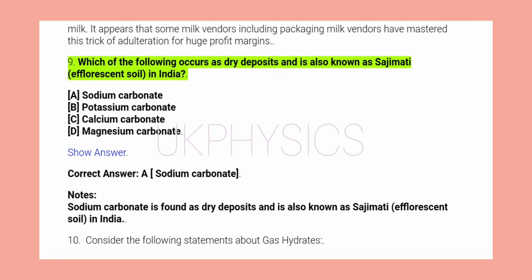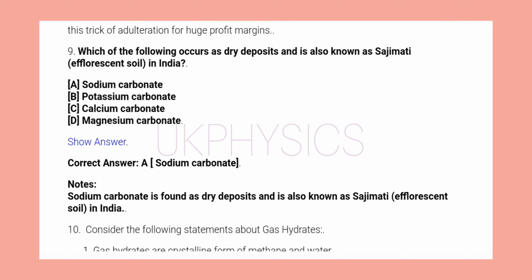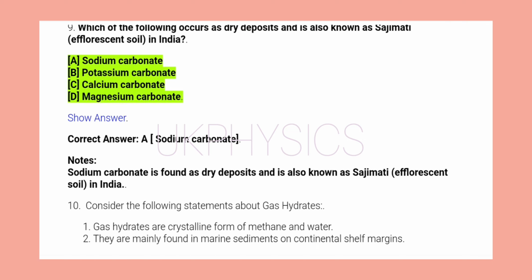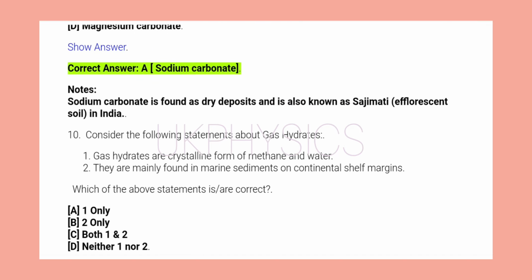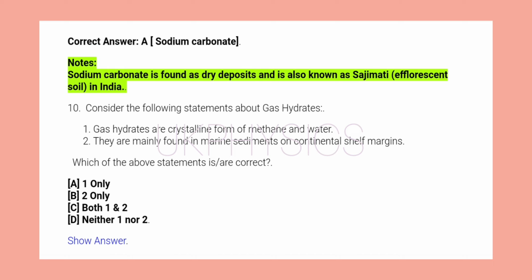9. Which of the following occurs as dry deposits and is also known as Sajimati, efflorescent soil, in India? A. Sodium carbonate. B. Potassium carbonate. C. Calcium carbonate. D. Magnesium carbonate. Show answer. Correct answer A. Sodium carbonate. Notes: sodium carbonate is found as dry deposits and is also known as Sajimati, efflorescent soil, in India.